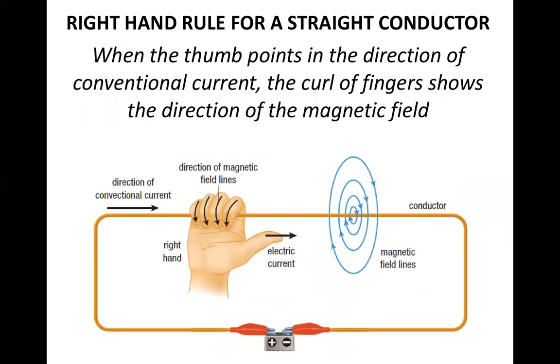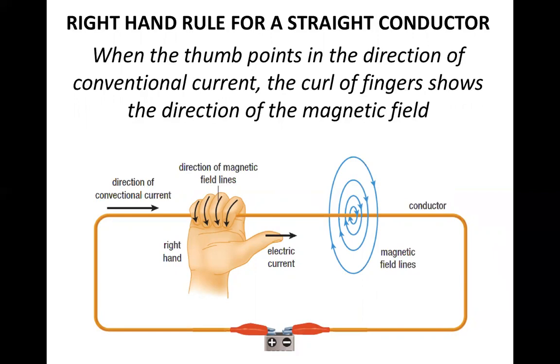So you can remember the patterns observed by Ørsted's discovery by memorizing right-hand rule number 1, which is called the right-hand rule for a straight conductor. So it's just a straight wire. When the thumb points in the direction of the conventional current, the curled fingers show the direction of the magnetic field. For the right-hand rules, as you might have guessed, you need to use your right hand.